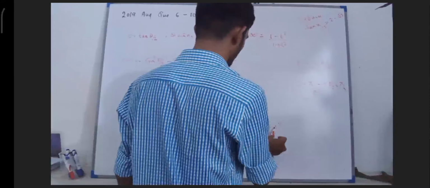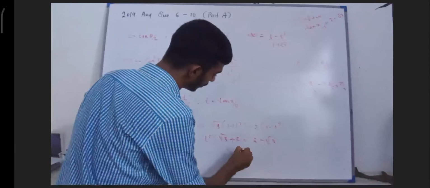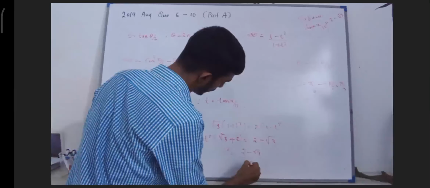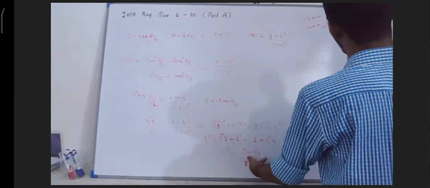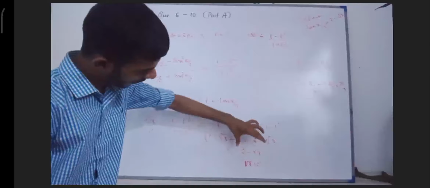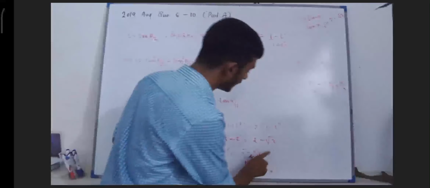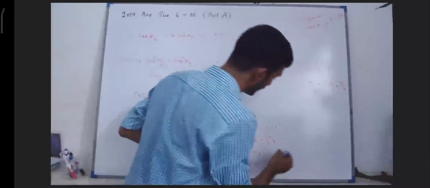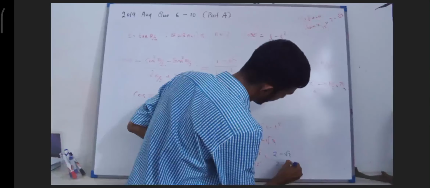So t square would be equal to 2 minus square root of 3 over square root of 3 plus 2. Now I have to get 2 minus square root of 3 with a square, so I multiply this by the numerator itself, 2 minus square root of 3, in both numerator and denominator.